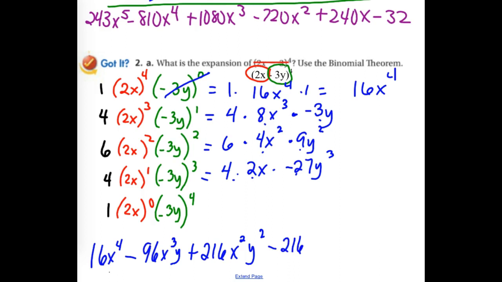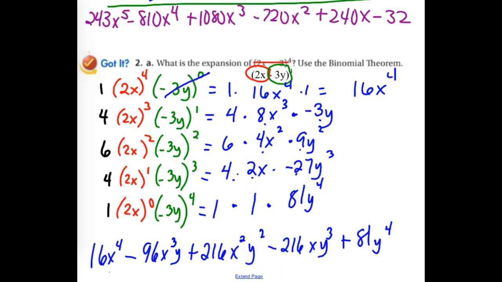My variables, I have x to the 1st and y cubed. Okay. And then my last row, I have a 1. 2x to the 0 is also 1. And I have a negative 3y raised to the 4th power. What does that get me? 81y to the 4th. So final answer there is a positive 81y to the 4th. Yes?